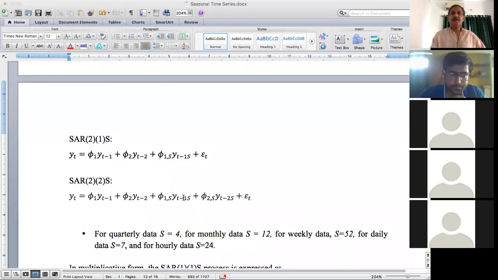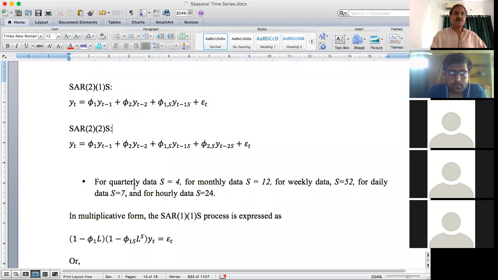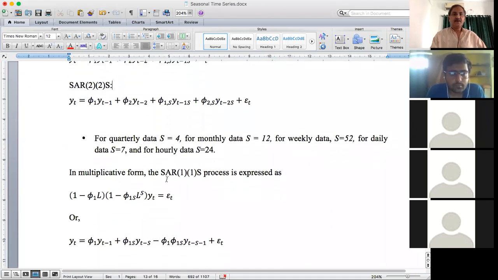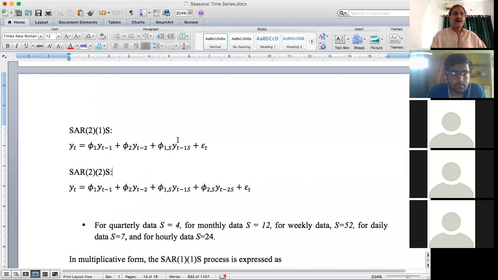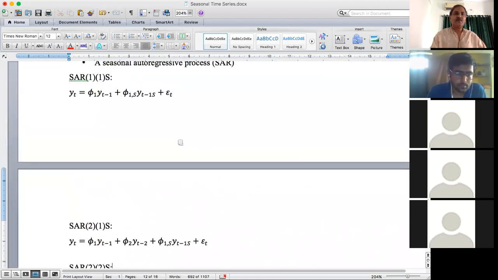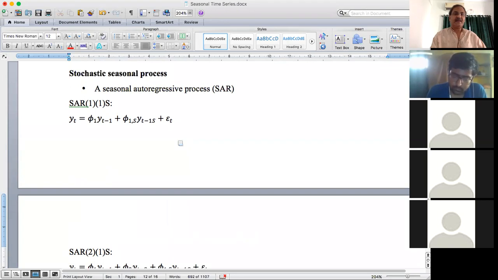So let me come again. So this is seasonal autoregression of order 2. Now, this is one way to understand or to decompose the seasonal part and non-seasonal part in additive form. This is the non-seasonal part, this is the seasonal part.